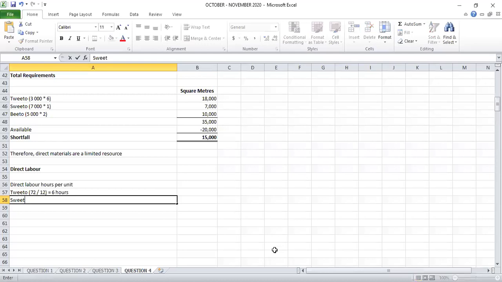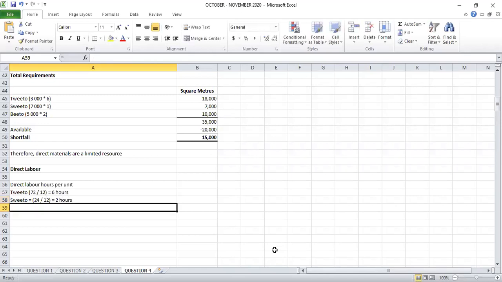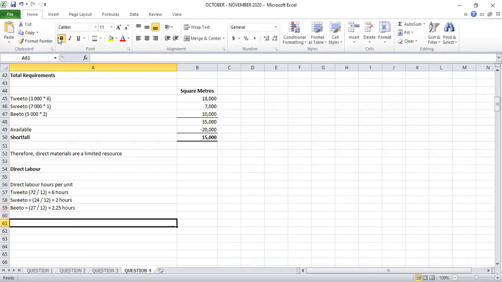Sweeto, we would say 24 divided by 12, which is equal to 2 hours. Bito, we would say 27 divided by 12. What do we get? 2.25. 2.25 hours. Thank you so much. Right. Then we find the total labor hours required. We then just multiply by the number of units.